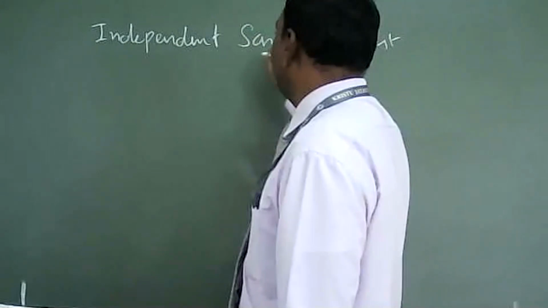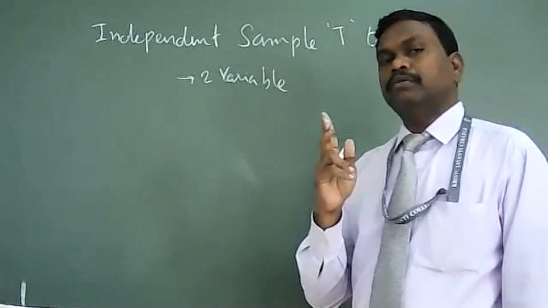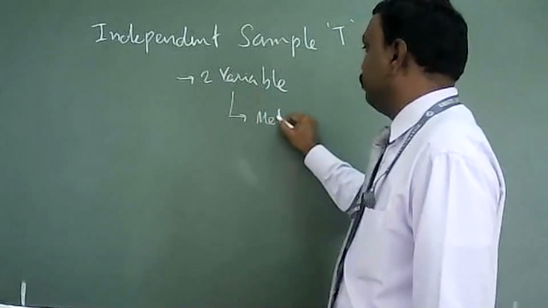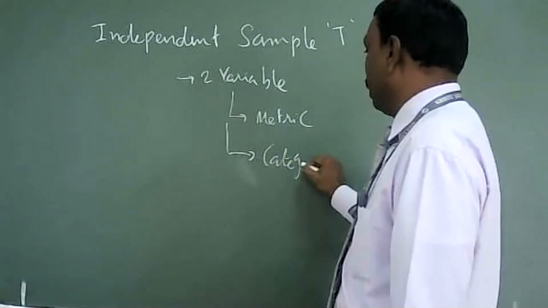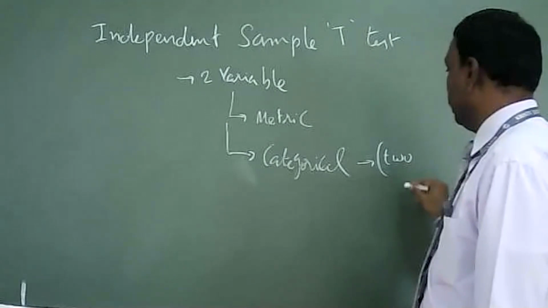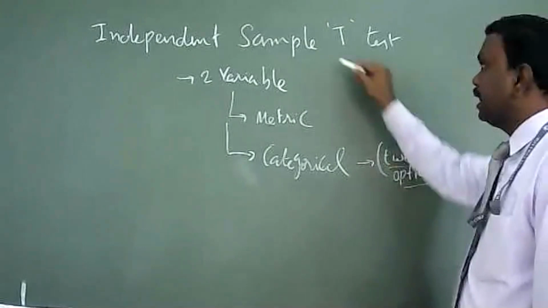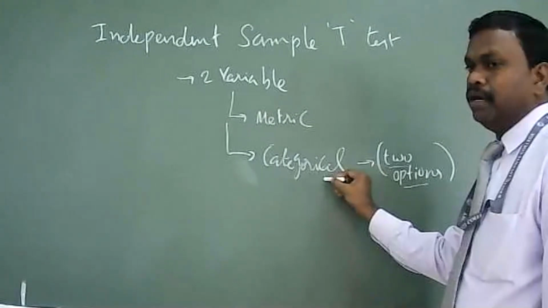The requirement is two variables. For applying the independent sample t-test, we require two variables. One variable should be metric, and another variable should be categorical. When you move on to this categorical variable, again, you should have only two options. Then only I can apply the independent sample t-test. When you have a categorical variable with only two options, we call it a dichotomous variable.